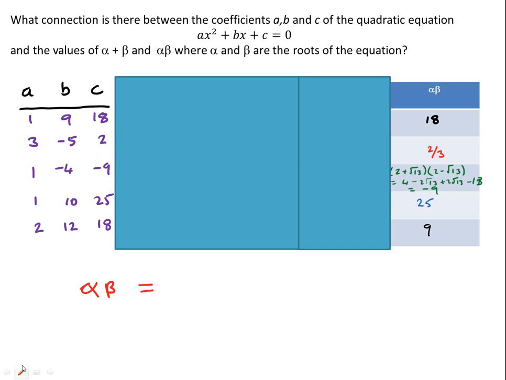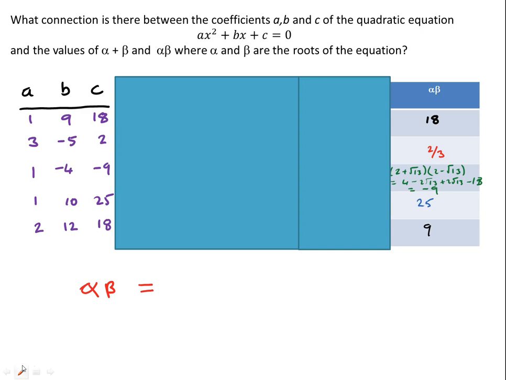For the next one, we had a is 3, b is minus 5, c is 2, and alpha times beta was 2/3. For the next one, we had a is 1, b is minus 4, c is minus 9, and alpha times beta was minus 9. The next one, we had a is 1, b is 10, c is 25, and alpha times beta was 25. And for the final one, we had a was 2, b was 12, c was 18, and alpha times beta was 9.